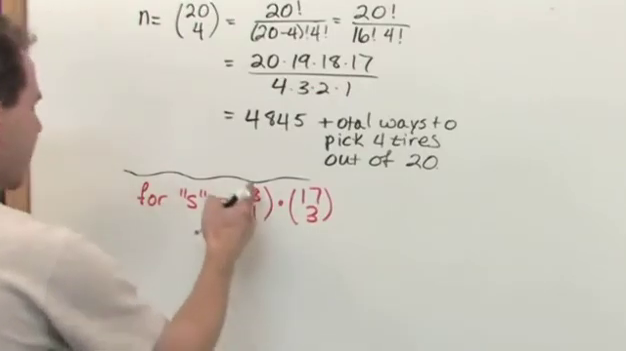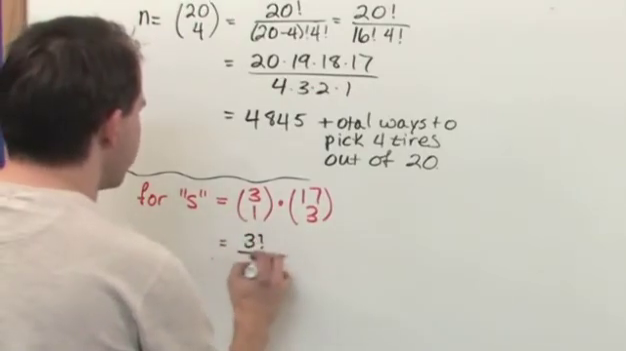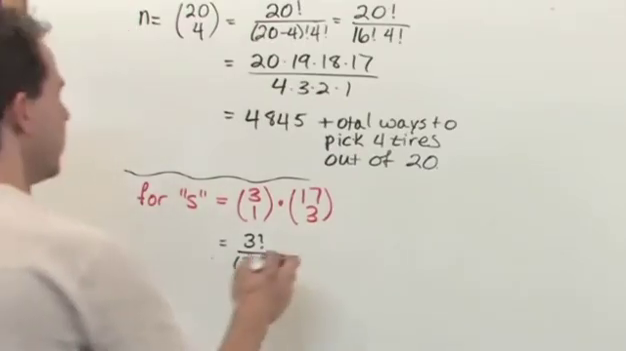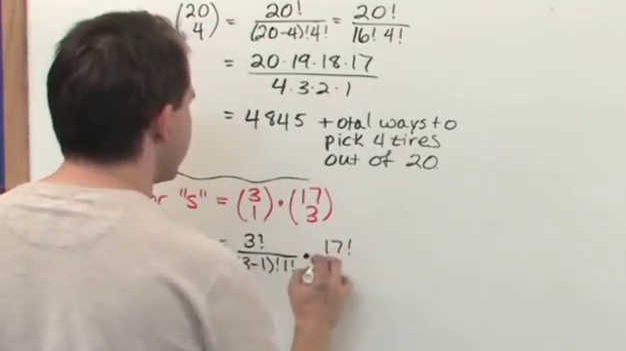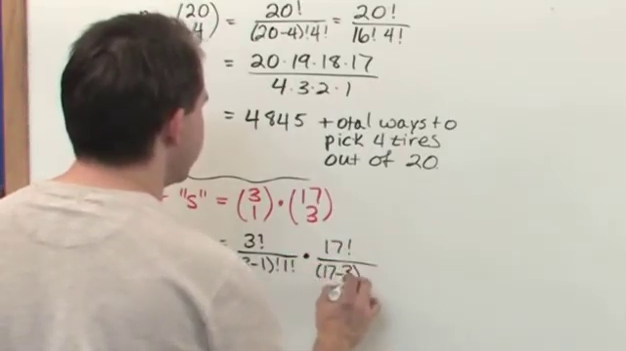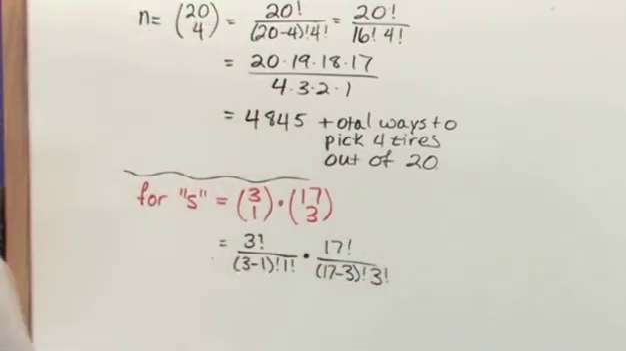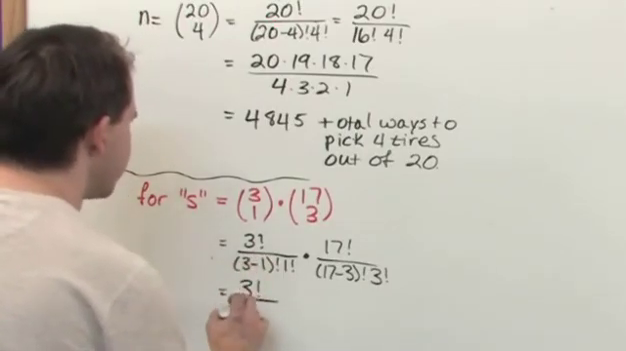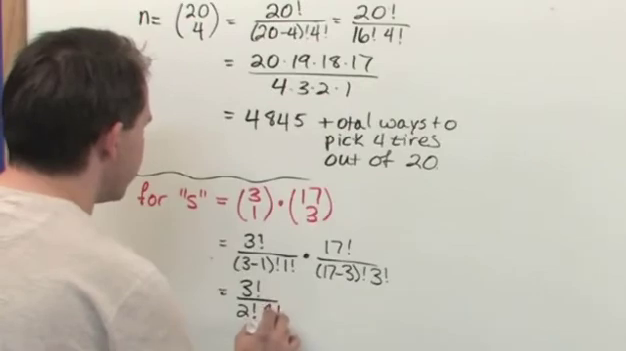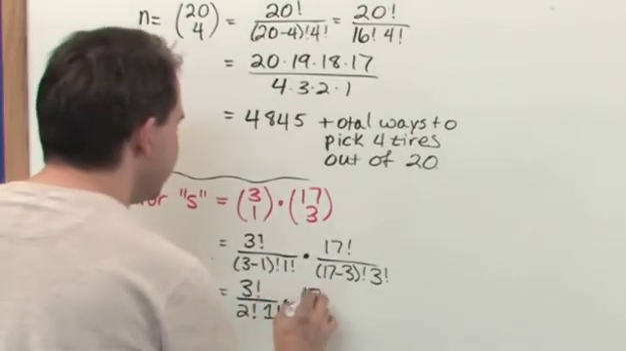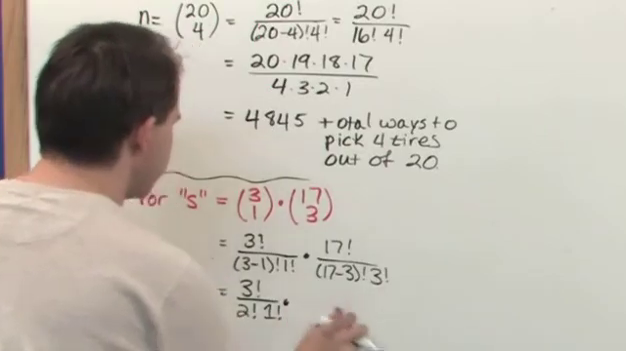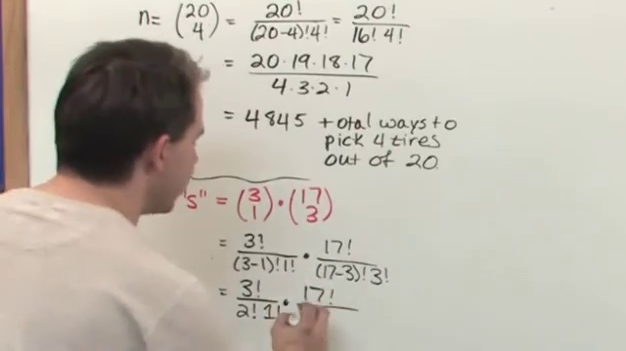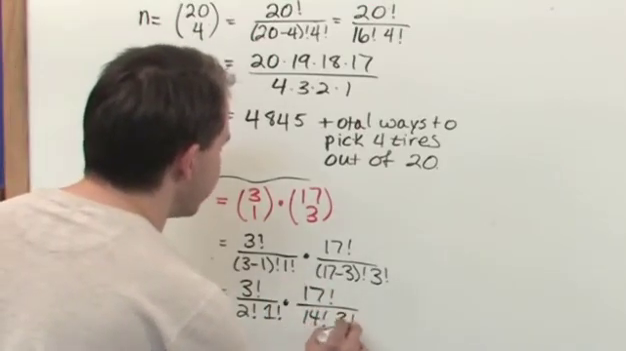So what this is going to equal for this combination is 3 factorial over 3 minus 1 factorial times 1 factorial, okay, times 17 factorial over 17 minus 3 factorial times 3 factorial, okay? Just straight combinations. And then over here I'm going to have 3 factorial over 2 factorial times 1 factorial times, I'm sorry, let me write it like this: 17 factorial over 17 minus 3, which is 14 factorial, times 3 factorial.